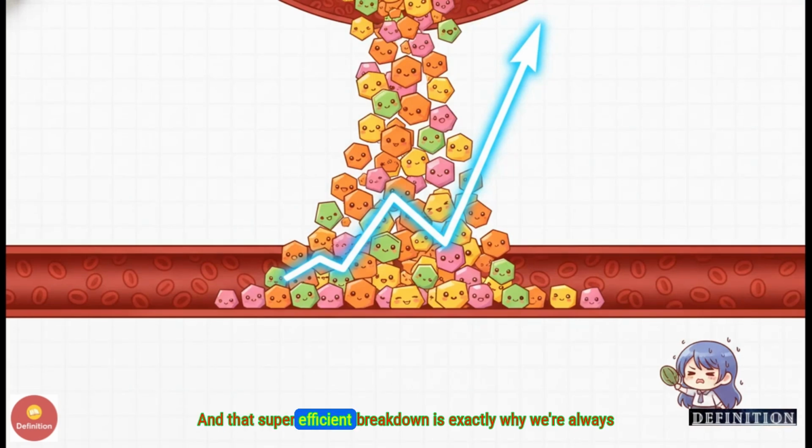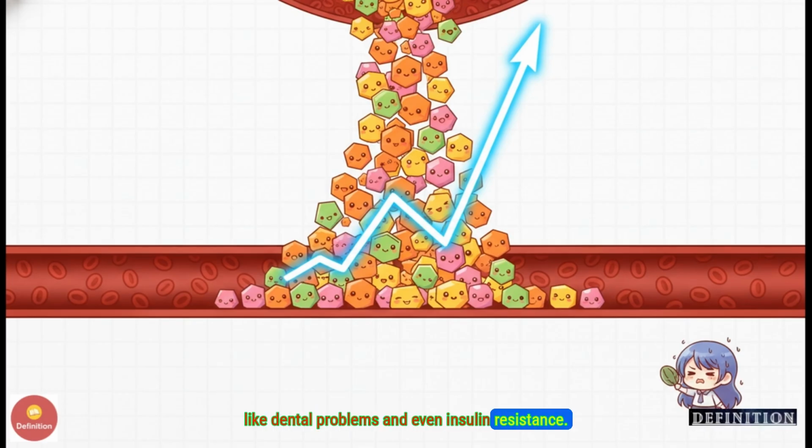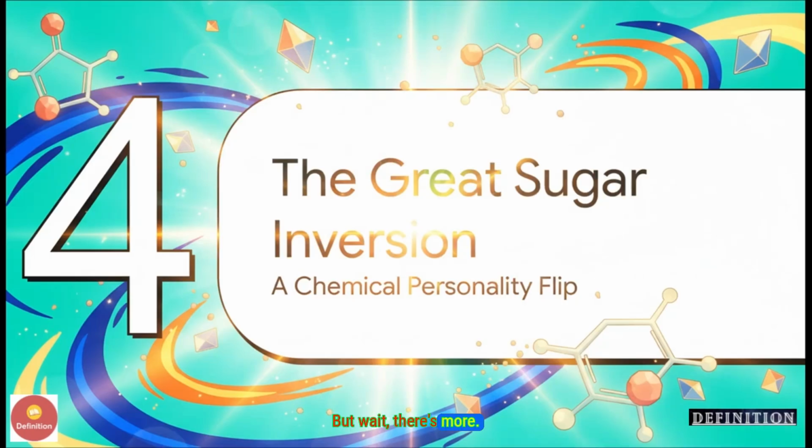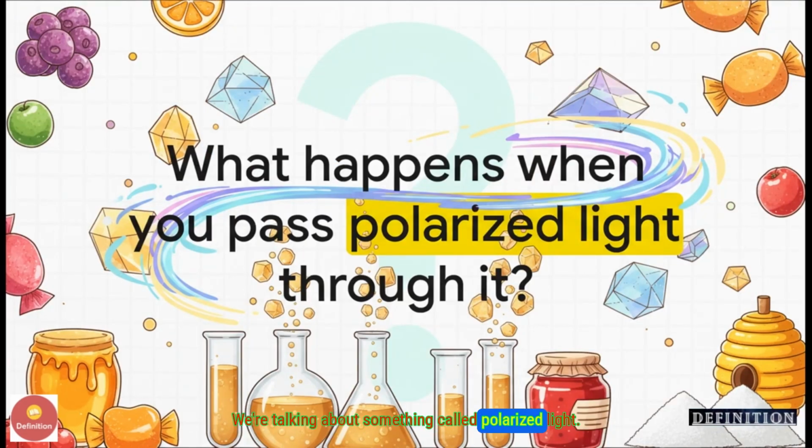And that super efficient breakdown is exactly why we're always told to watch our sugar intake, right? Because that glucose and fructose get absorbed so fast, it can cause a pretty sharp spike in your blood sugar. And, over time, too much of that is linked to things like dental problems and even insulin resistance. But wait, there's more. Sucrose has one more incredible secret up its sleeve. It's kind of like a chemical magic trick, and it happens when you look at it in a different light. I mean that literally. We're talking about something called polarized light.